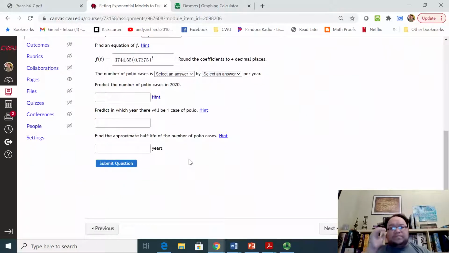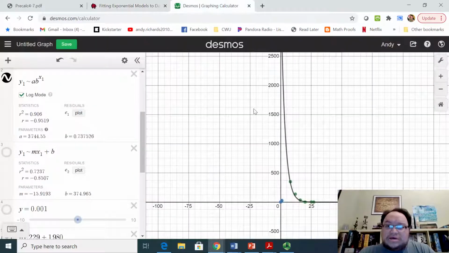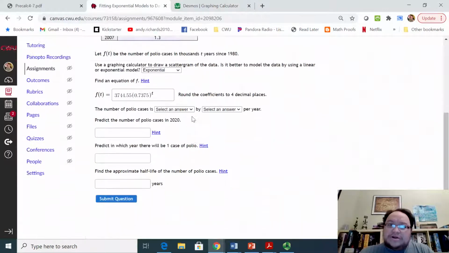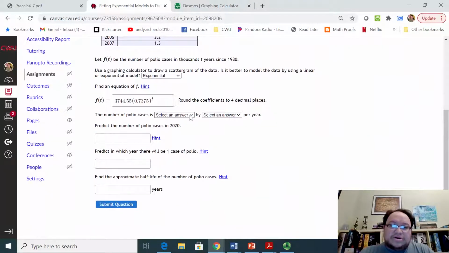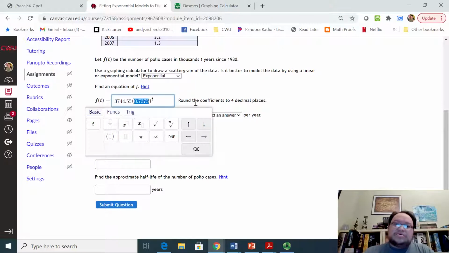Now, these next ones are all going to be applications of using that model. So if I were to do this, I can see off the graph that it's decreasing, right? So it's going downwards. It's doing the right thing. We want fewer polio cases in the world. So it is decreasing, and the important part is how we read this. Every year we go along, we'll have 73.75% of the cases we had the previous year. So if we had 100 cases one year, then we have 73 cases the next year. That's how that will work.